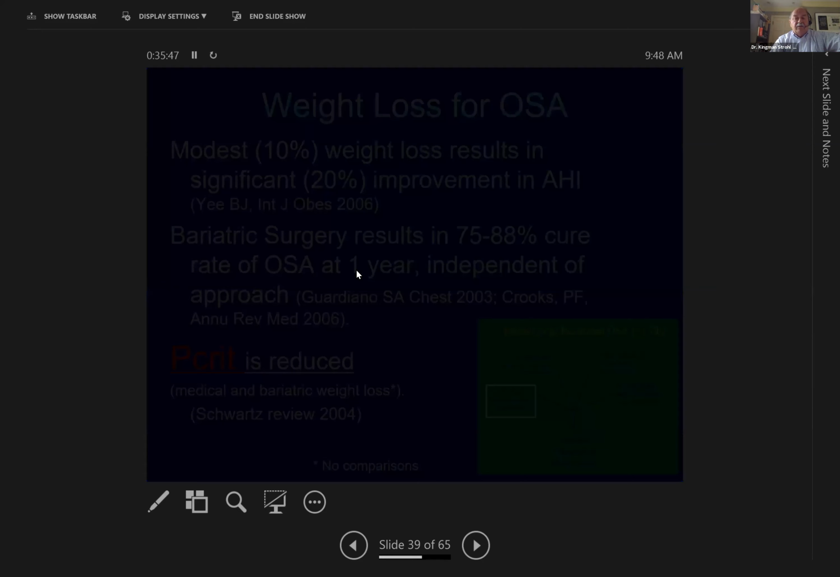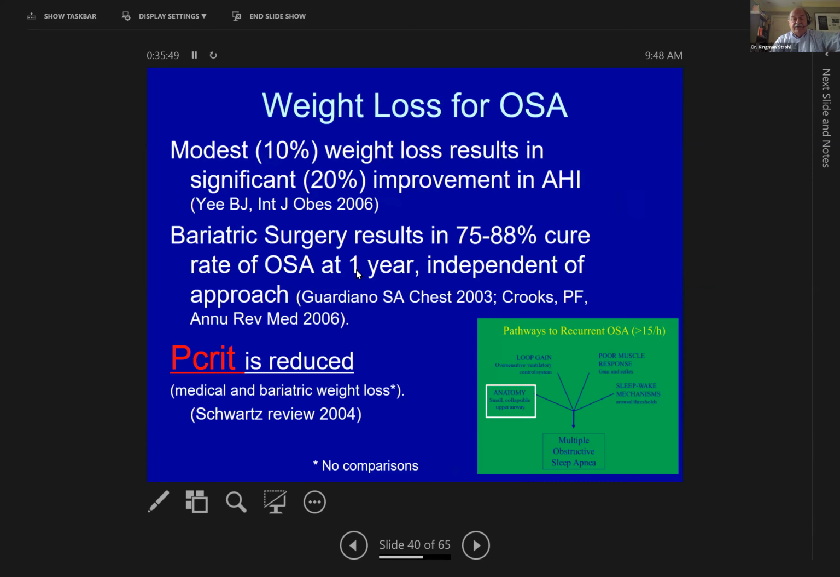Okay, weight loss for OSA, P crit is reduced. That's how it works. It also changes a little bit the lung size. So lung size is bigger, so loop gain is a little bit bigger. Maybe it works on muscles, they work better, but no one's really shown that.